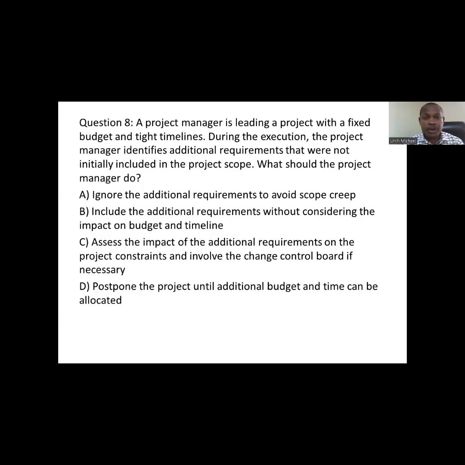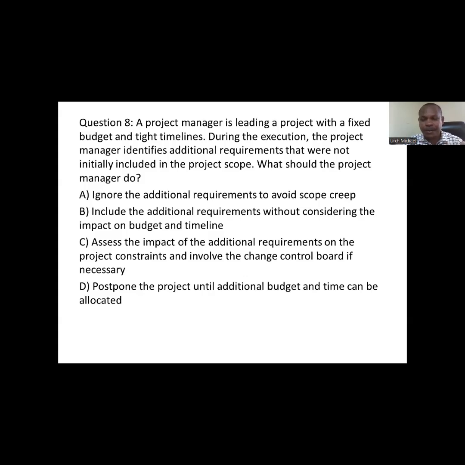Then B says include the additional requirement without considering the impact on budget and timeline. No, like I said, you have to do analysis. How is it going to affect the project? Let them know that it's going to affect it this way, but let them see the benefits of the requirements. Then option C says assess the impact of the additional requirement. That's a very good one.